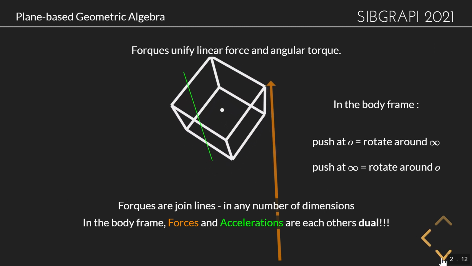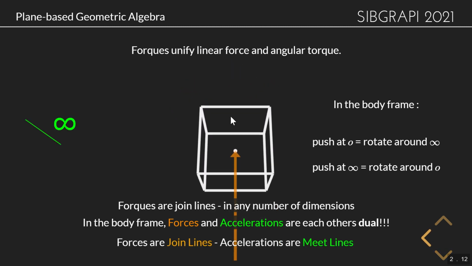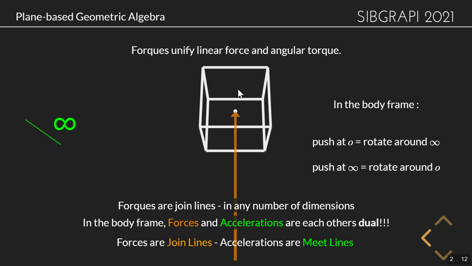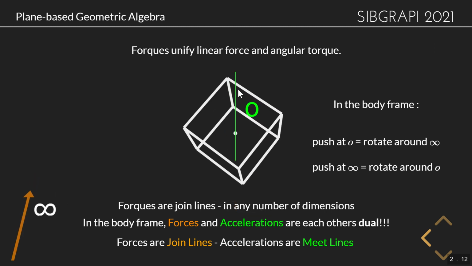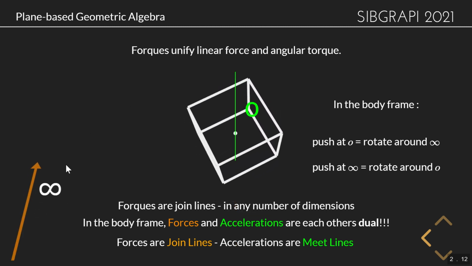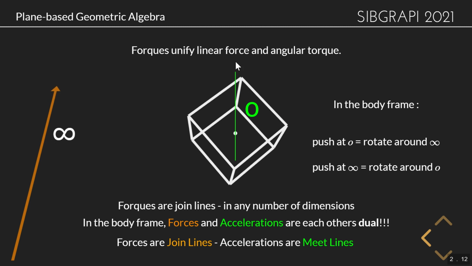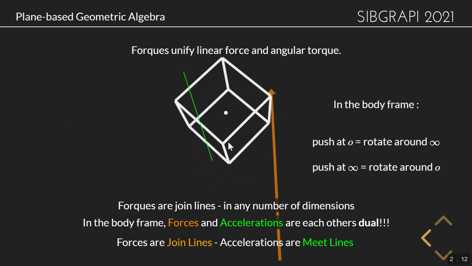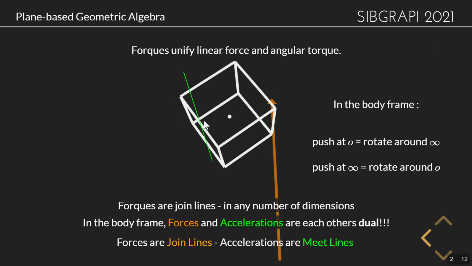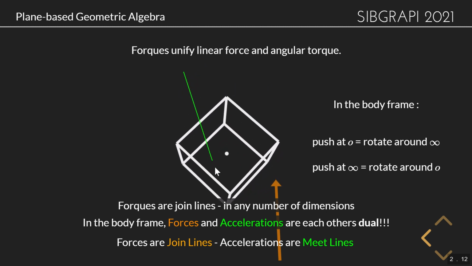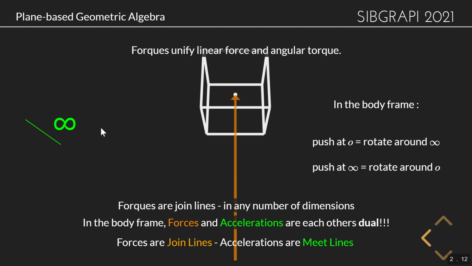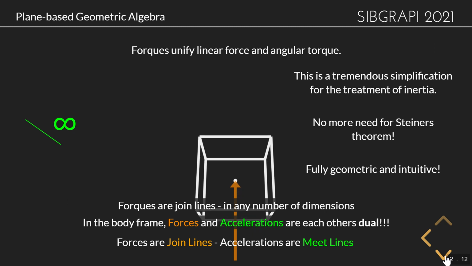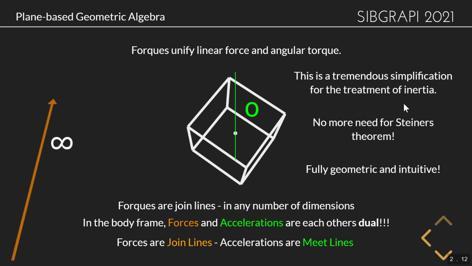So these guys, they are always join lines. A force is a join line, which is really easy. You just take the point you want to apply it to and you take a line through it, and that represents your force. And then if you dualize it in the body frame, you will actually get the center of motion that this force causes. The force causes an acceleration, and the acceleration will have an axis, and that's actually just the dual. So this is a tremendous simplification for the treatment of inertia.